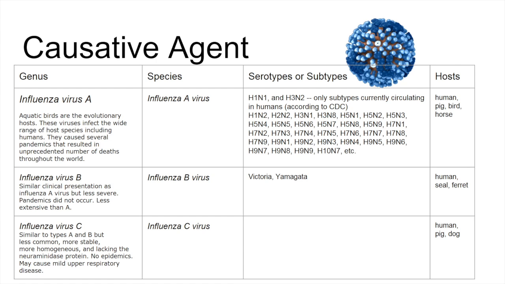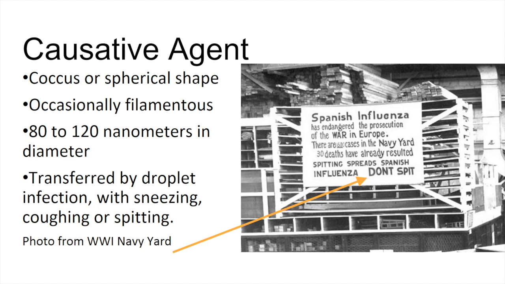Influenza virus A is found in humans, pigs, birds, and horses. Influenza virus B in humans, seals, and ferrets. And influenza virus C in humans, pigs, and dogs. The virus is between 20 and 120 nanometers in diameter, coccus or spherical in shape, and sometimes filamentous. It's transferred by droplet infection with sneezing, coughing, or spitting.